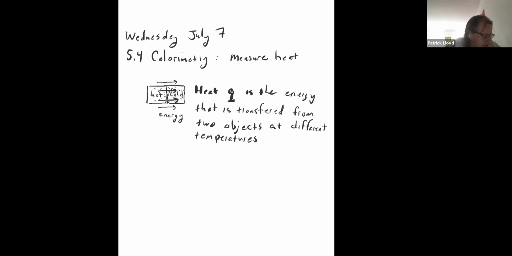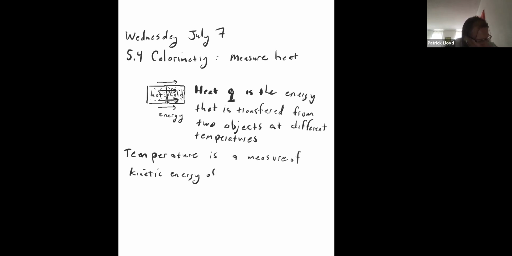So temperature is really, what is temperature? So temperature is a measure of the kinetic energy of these particles or these objects.